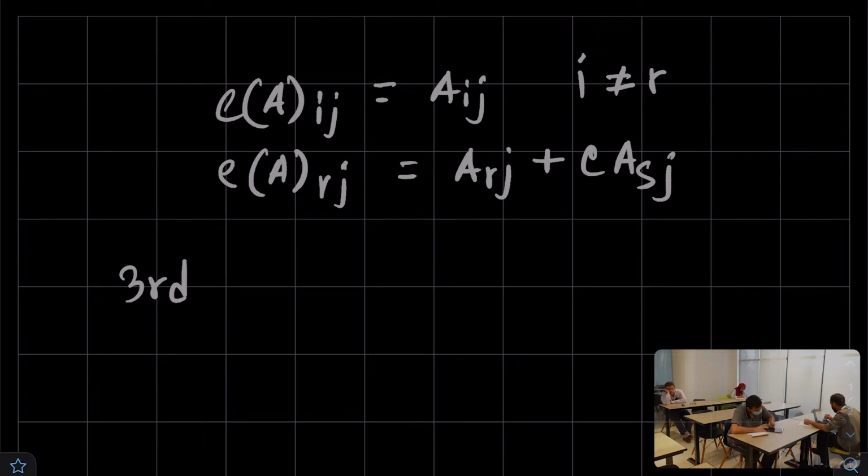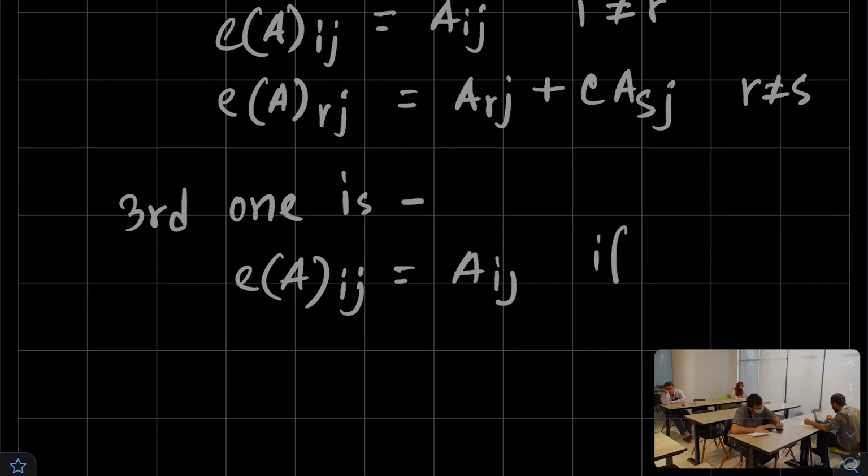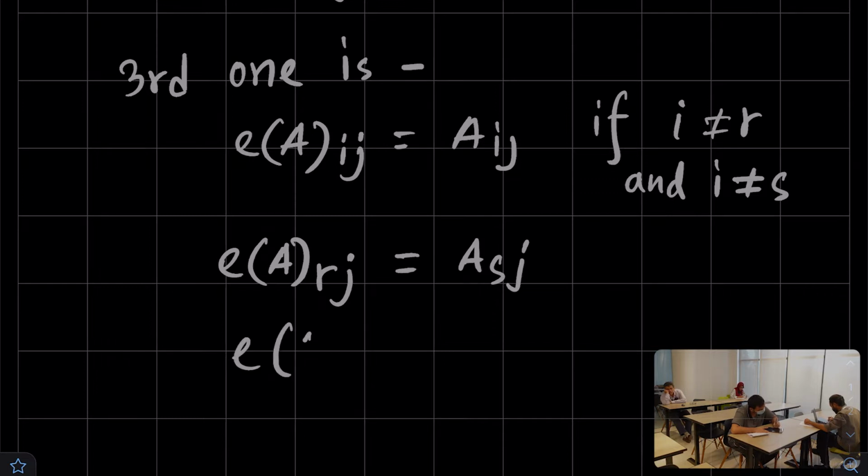R is not equals to S, and the third one is E of Aij is equals to again Aij if i is not equals to r and i is not equals to s, and E of Rj is equals to Asj, and E of Sj is equals to Arj.